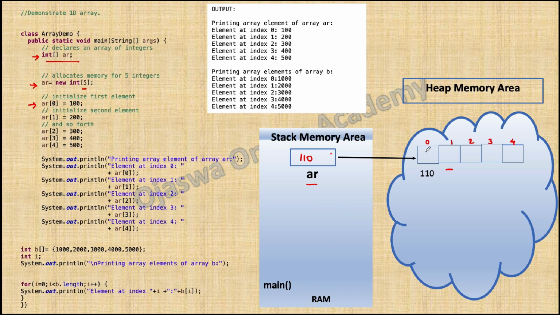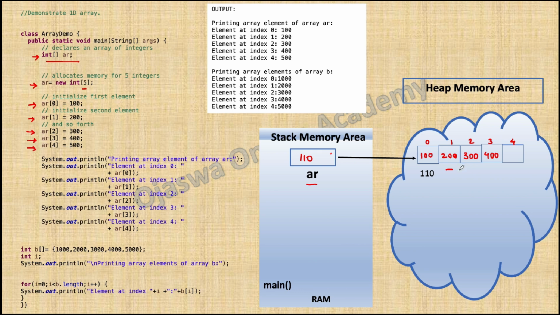Now the next statement is AR of 0 equal to 100. So at index 0, we are storing value 100. Next is AR of 1 equal to 200. So index 1 of array AR is assigned value 200. AR of 2 equal to 300. So index 2 of array AR is assigned value 300. AR of 3 is 400.